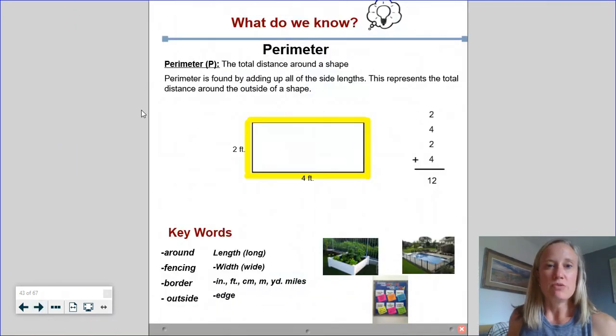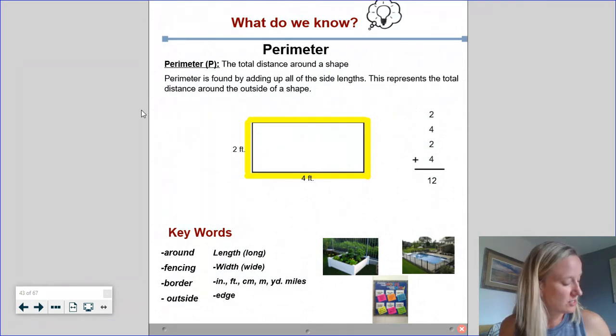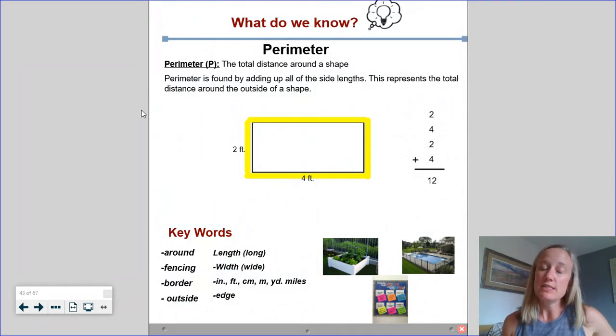So first, let's review what perimeter is. This page is also in your math packet that you picked up. It's page 3, so you can use it as a resource in front of you when you're doing your work. Perimeter is the total distance around a shape. So you find the perimeter by adding up all the side lengths.